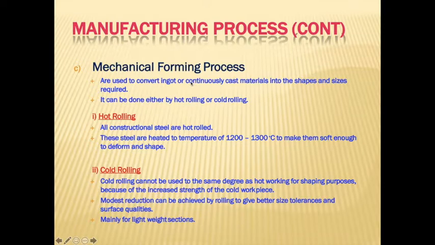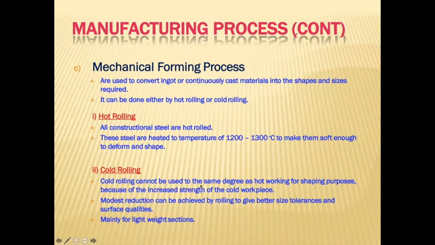Then the last one is the mechanical forming process, which is used to convert the ingot or continuously cast materials into the shapes and sizes required. It can be done either by hot rolling or cold rolling. Right, so this is the mechanical forming, whereas we wanted to shape the material. So for hot rolling, all constructional steel or structural steel are hot rolled. So these steel are heated to a temperature of 1000 to 1300 degrees Celsius to make them soft enough to deform and shape. And then we also have cold rolling.